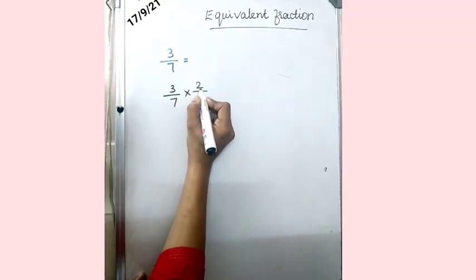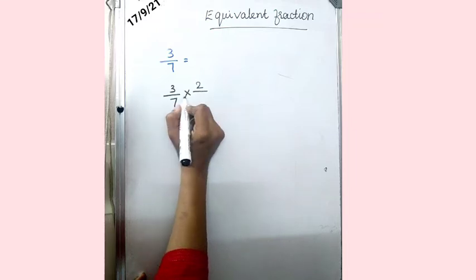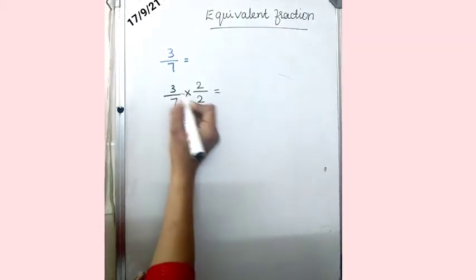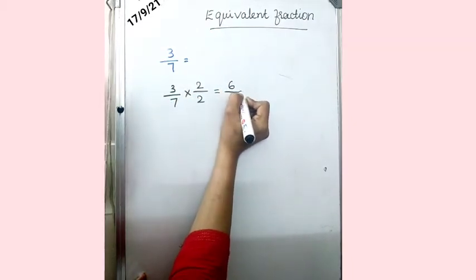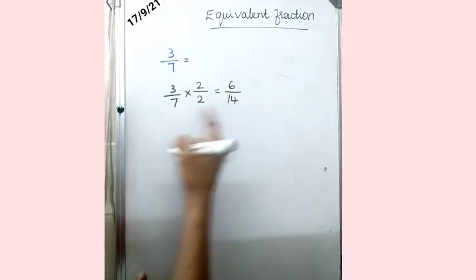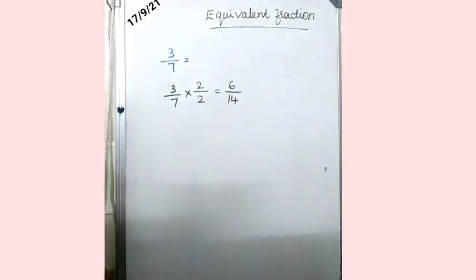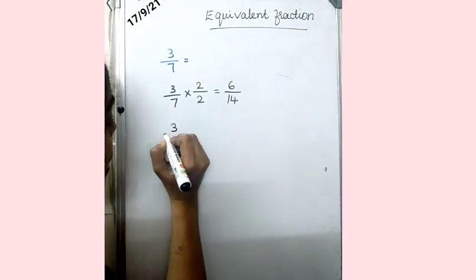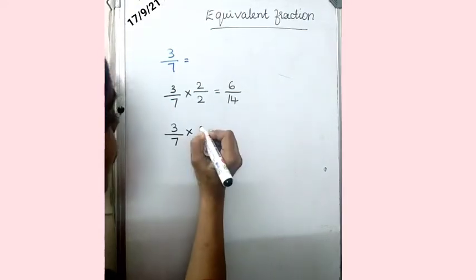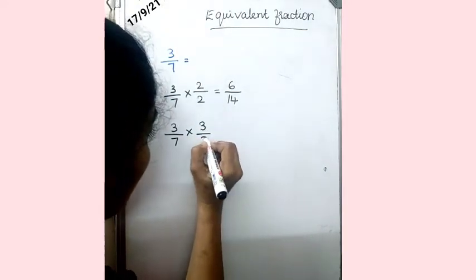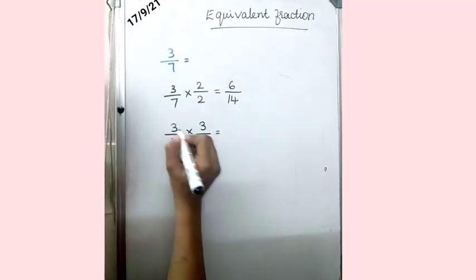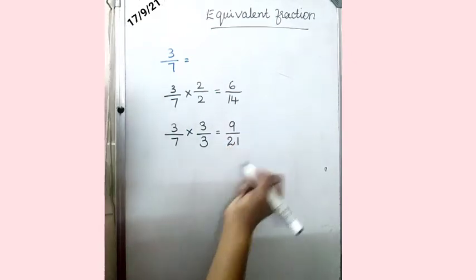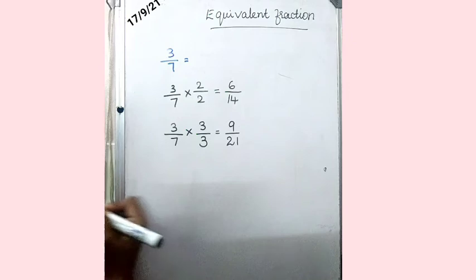Now we are taking 2, multiplying 2 with both the numerator and denominator. We will get 3 into 2, 6, and 7 into 2, 14. The first equivalent fraction is 6 by 14. Then we find the second equivalent fraction. Multiplying the numerator and denominator of 3 by 7 with 3, we get 3 into 3, 9, and 7 3s are 21. We got the second equivalent fraction.